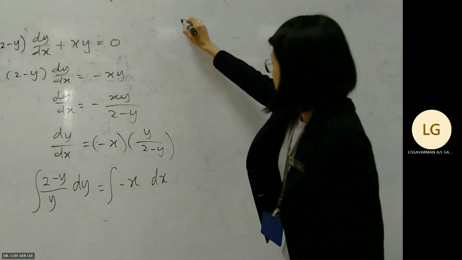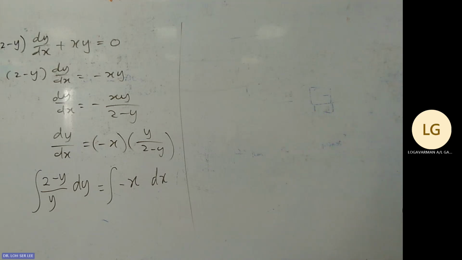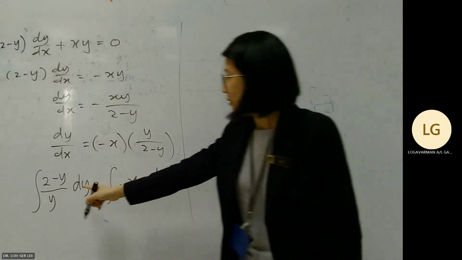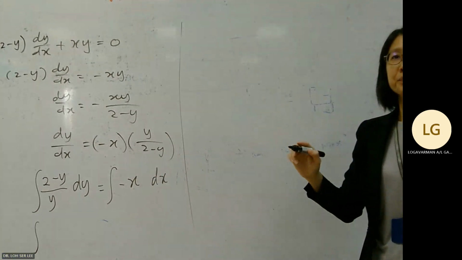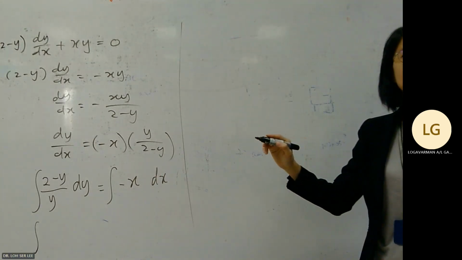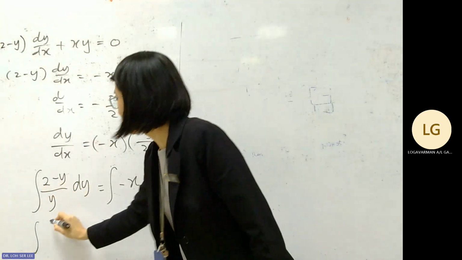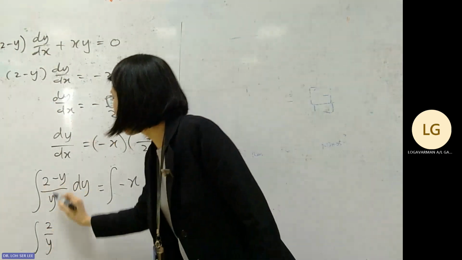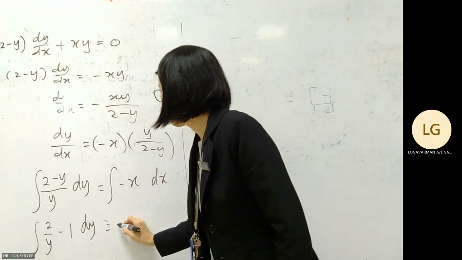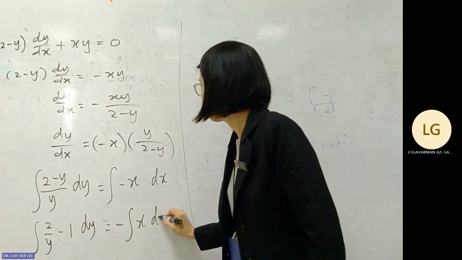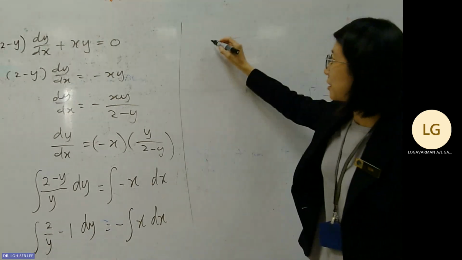Okay. So how to integrate the left-hand side? This one, how to integrate this? We separate this two, right? 2 over y minus 1. Okay, take out the negative. So we can start to integrate.